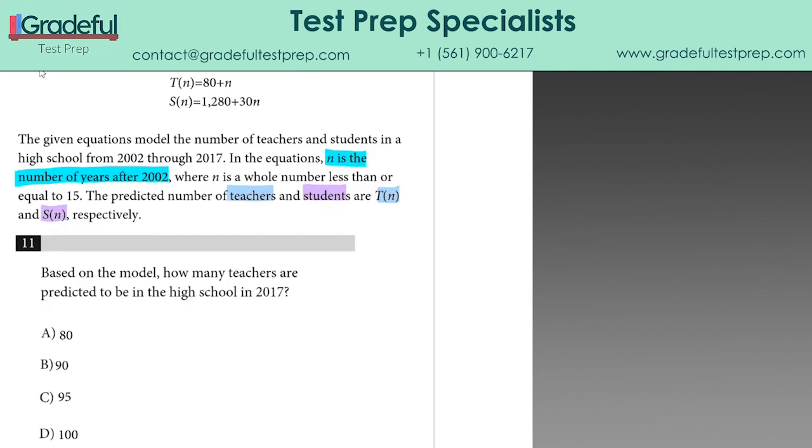So the question is asking how many teachers in 2017. So if n is the number of years after 2002, that means that in 2017 we're 15 years after 2002 there, so n is 15. So the question is asking us to go over to the teacher formula, which is 80 plus n, and simply plug in 15. So that's 80 plus 15, and the answer for number 11 is C, 95.